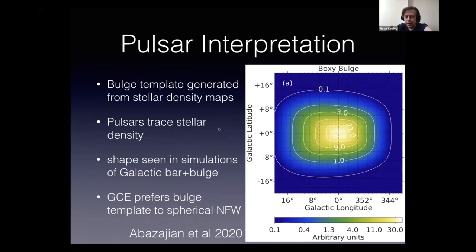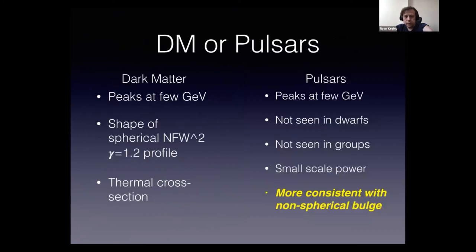I think the most robust line of attack on the dark matter interpretation of the GCE is to look more precisely at what the shape of the excess actually is. When you generate a bunch of spatial templates motivated from observations of the X-ray data and simulations of the galactic bulge, you can generate bulge templates that actually fit the data better than an NFW squared template. It fits so much better that when you allow for both at once, including this bulge template and any additional NFW squared templates, basically no amount of dark matter annihilation is allowed.